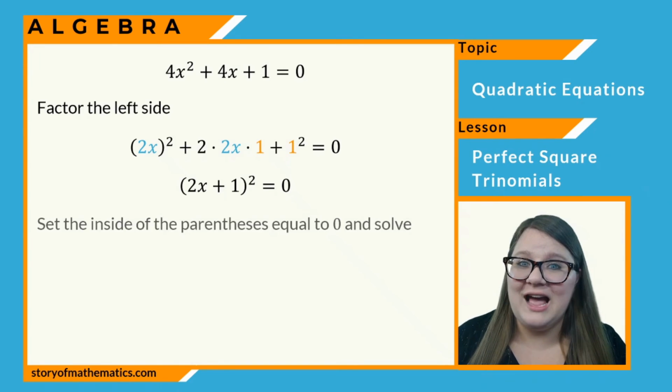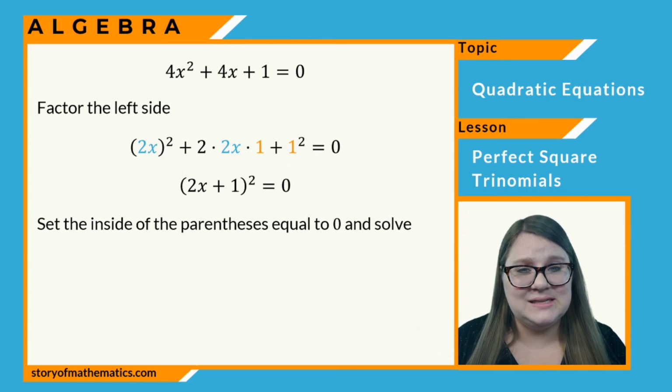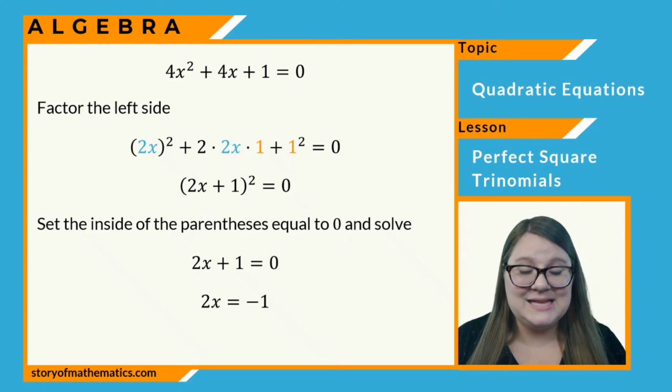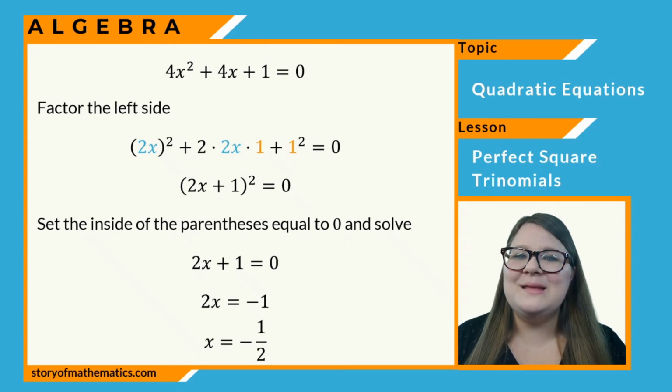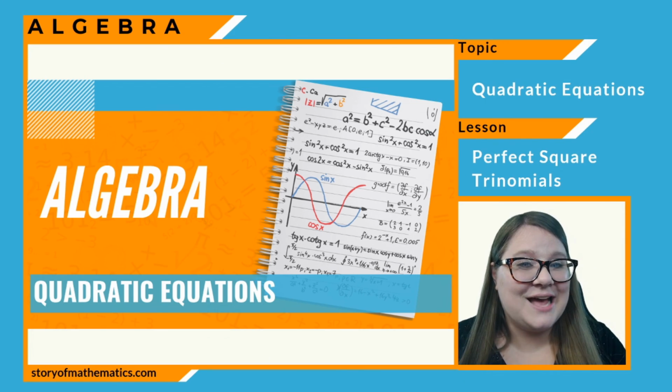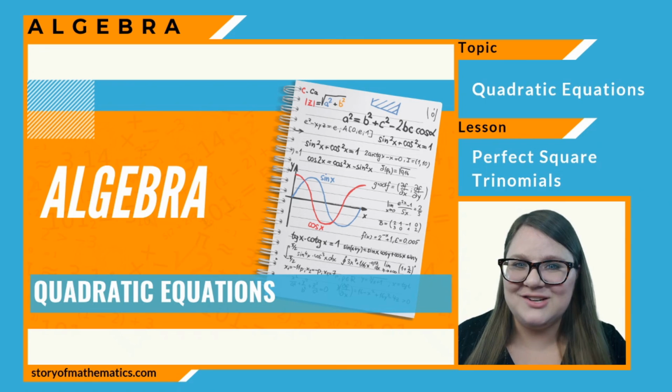Now, to finish solving, I need to set what's inside the parentheses equal to 0 and solve what I get. So if 2x plus 1 equals 0, I can subtract 1 from both sides and divide by 2 to find that my answer is x equals negative 1/2. And that is how you factor perfect square trinomials.